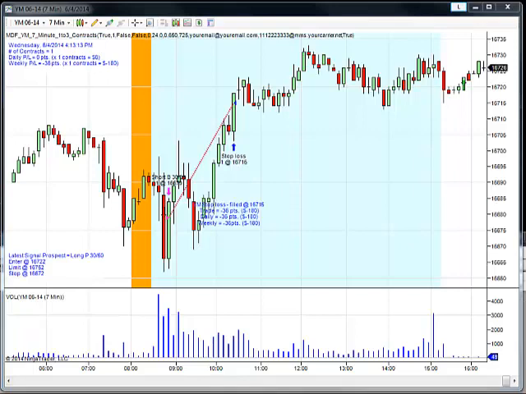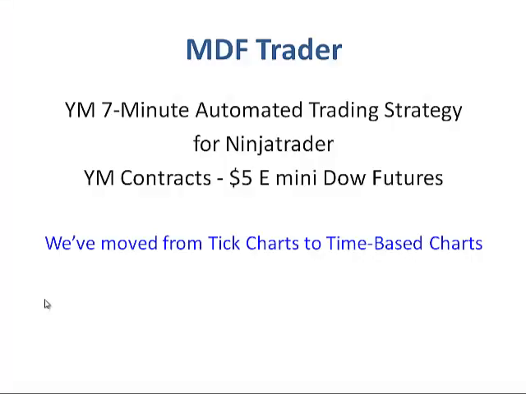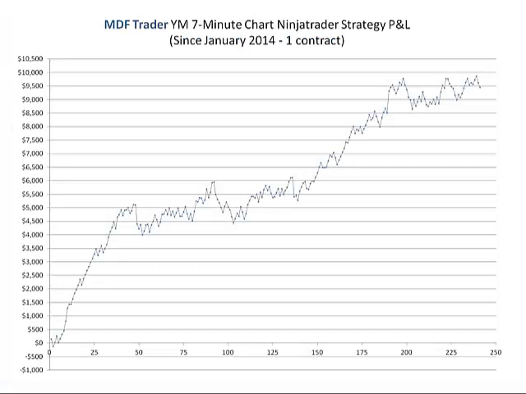So let's take a look at the P&L for this year. So this is it, the MDFtrader YM 7-minute chart Ninjatrader strategy P&L. So far this year there have been 241 individual trades, some winners, some losers. We've had some spurts here where we had big gains, and then we had some drawdown periods. It may take 30, 40, 50 trades to come out of a drawdown sometimes, but eventually it does, and so you can see that the results for the year haven't been too bad.